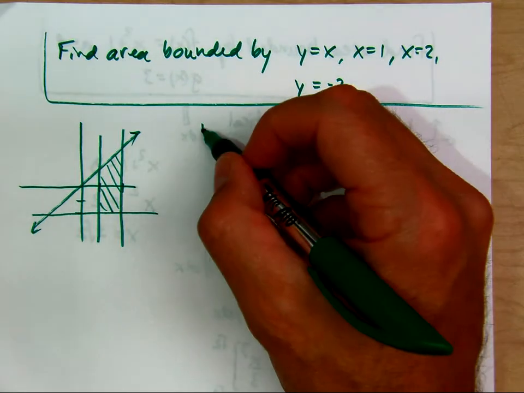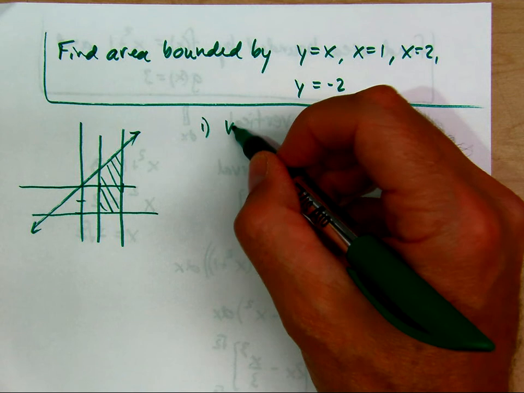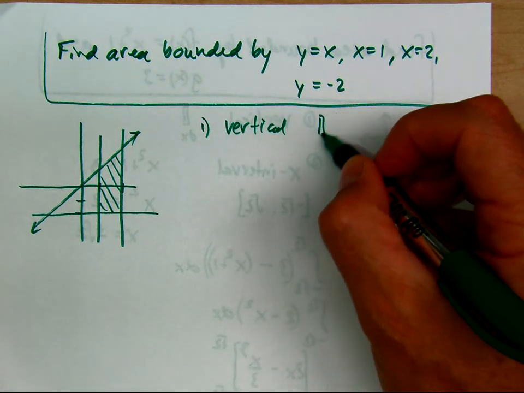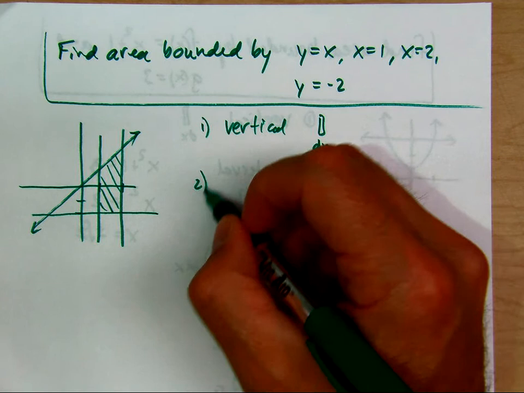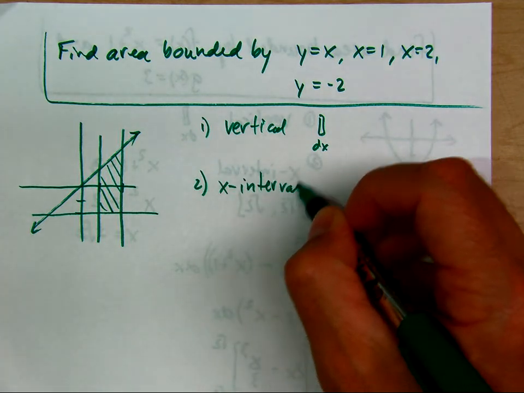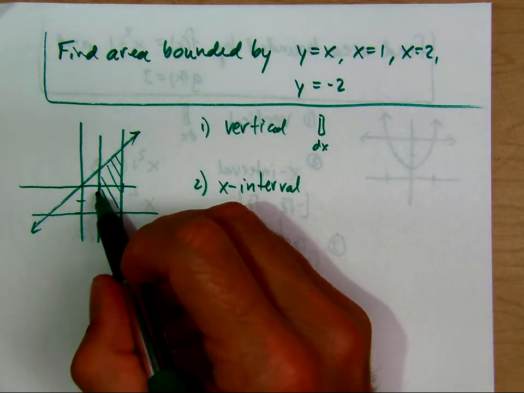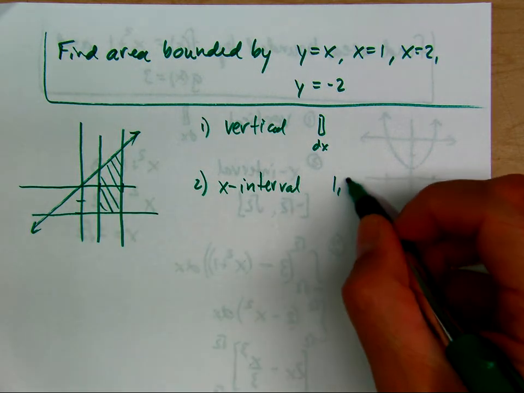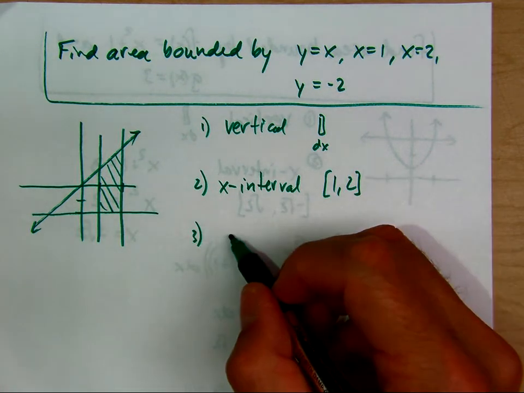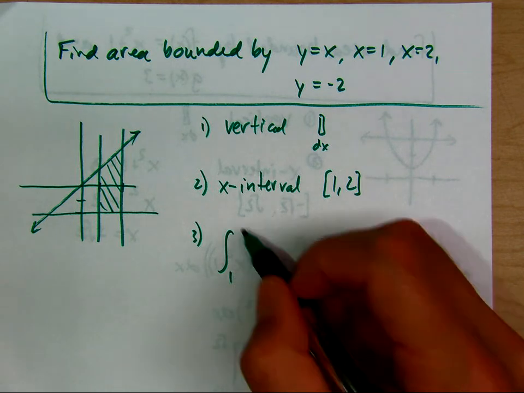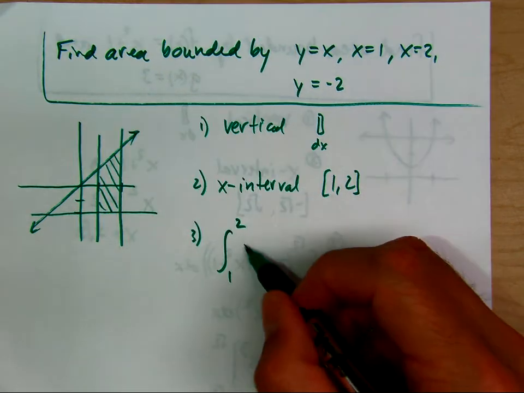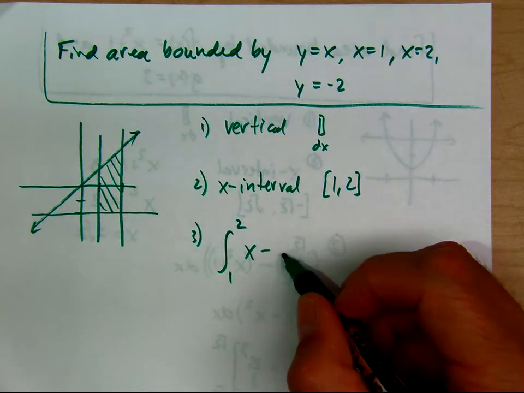So we look for vertical rectangles, reminding us that it's a dx, and that means we need the x interval. The x interval here we can just see it's from 1 to 2, and then we integrate from 1 to 2, top minus bottom. The top is x and the bottom is negative 2.